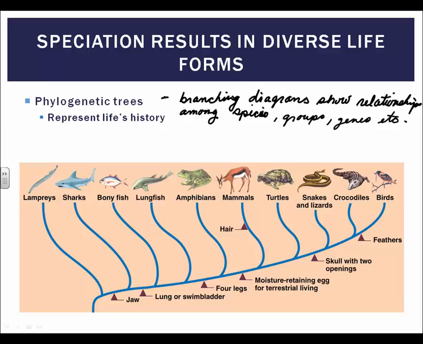So it represents life's history. So here I can see, lampreys are a primitive fish. They didn't have a jaw. So once we started developing jaws, we see a branch called sharks. Then common ancestors started developing lungs or swim bladder. So then we had bony fish. And then we had forelegs. And then that developed into amphibians. Then we had an ancestor with feathers. And then we got birds from there. So you can see the relationship. So bony fish are more closely related to sharks than turtles would be to bony fish.